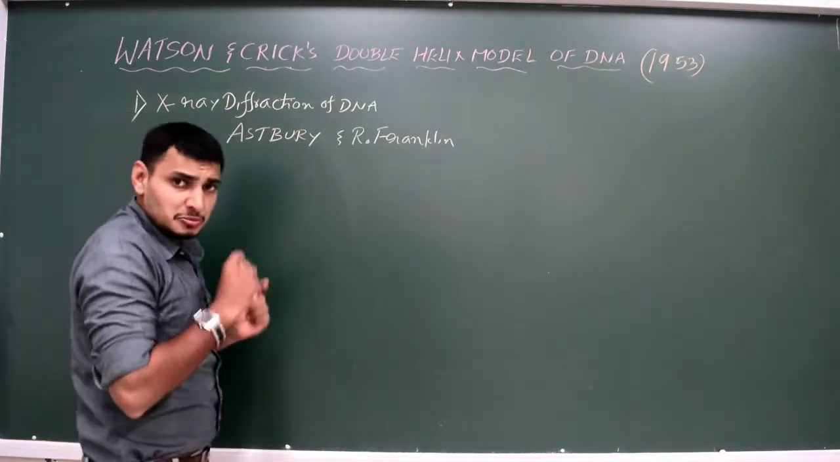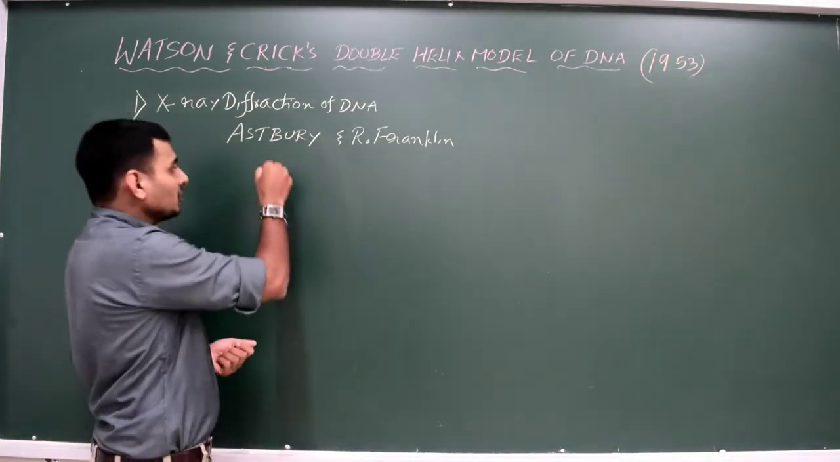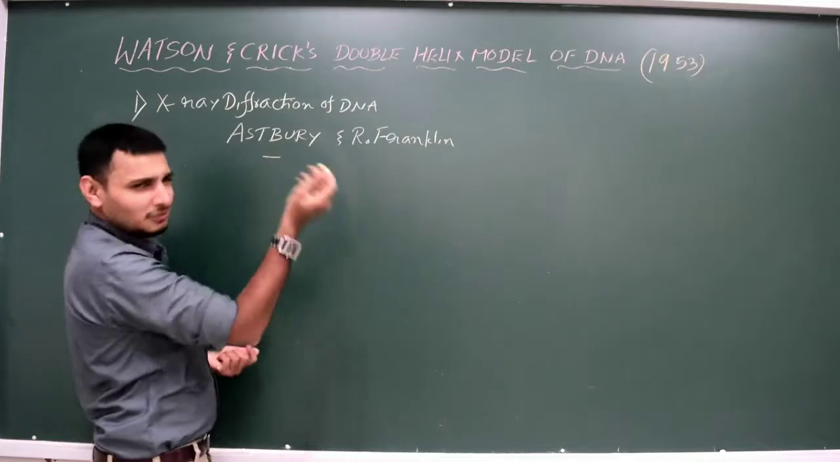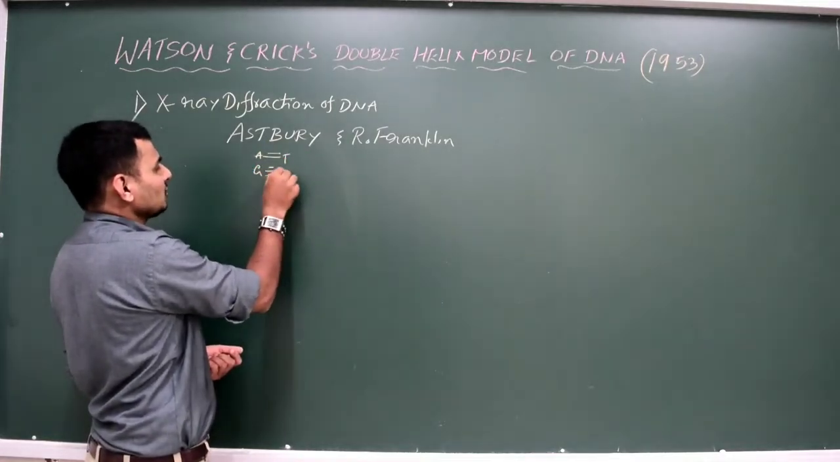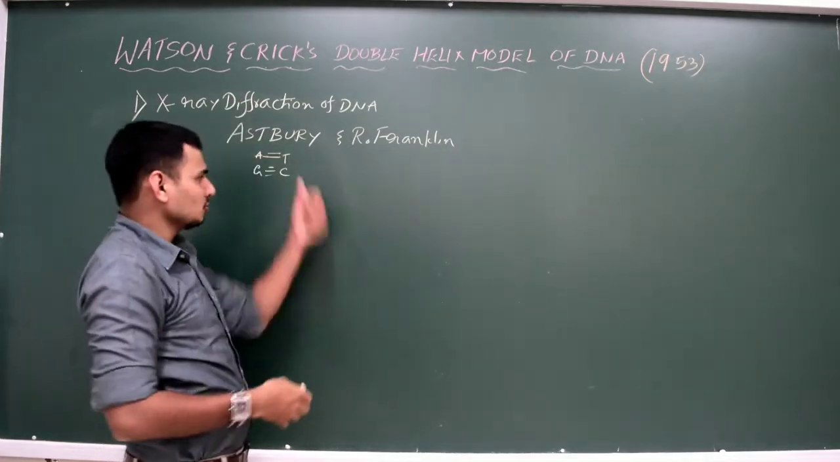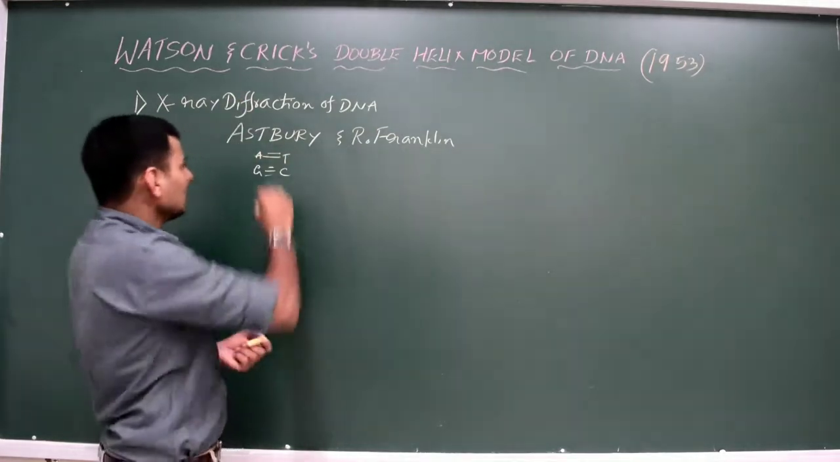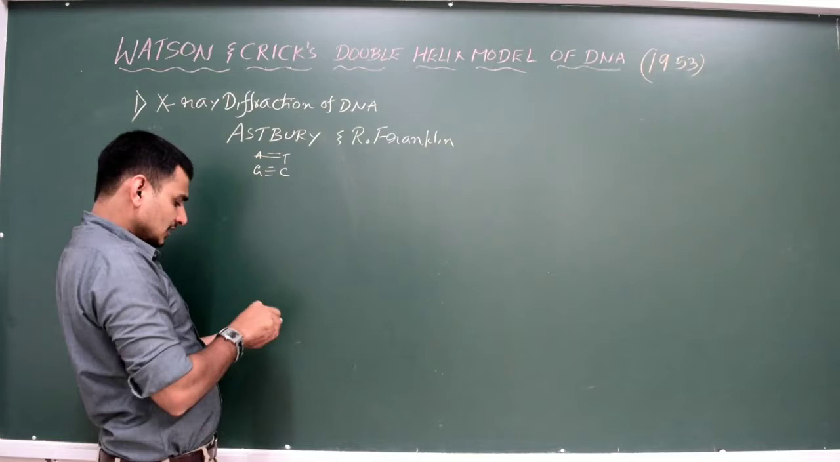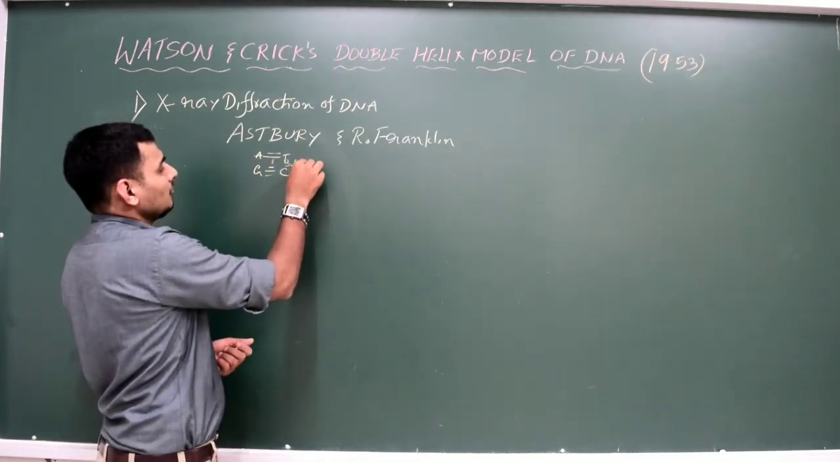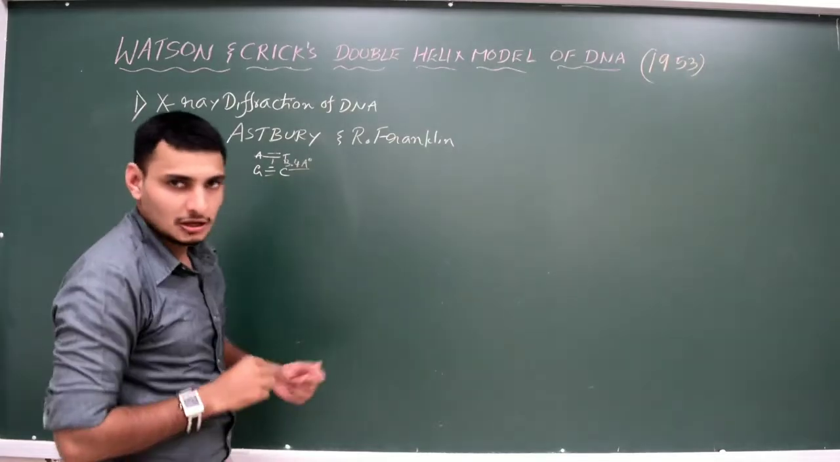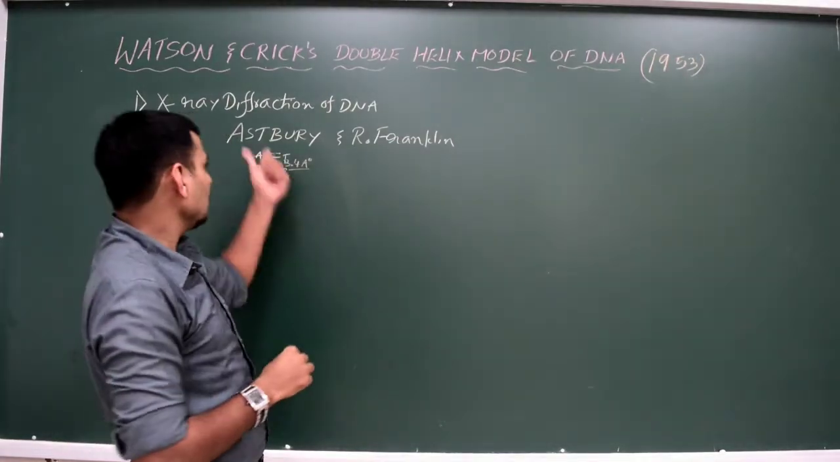First Astbury said that the distance between the base pairs, let us say adenine, thymine, and here guanine, cytosine. In a DNA, you see the base pairs throughout the DNA. The distance between these two base pairs is 3.4 Armstrong units. That's it. 3.4 Armstrong units said by Astbury.